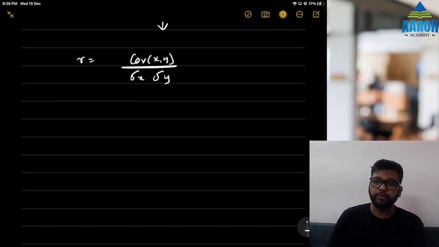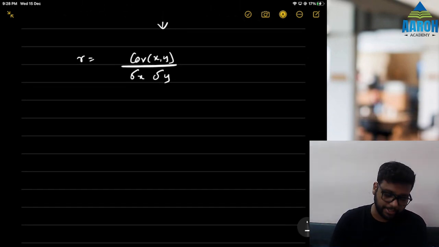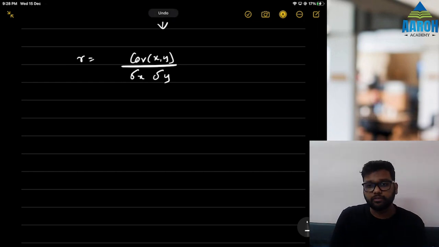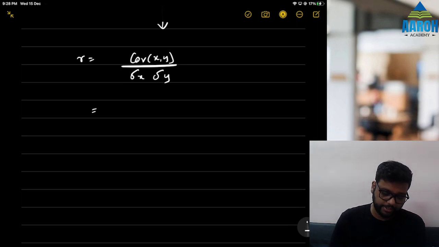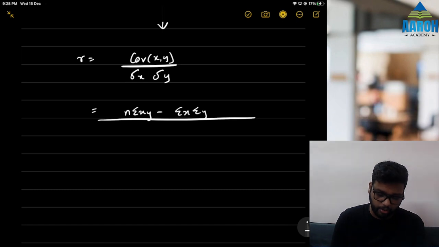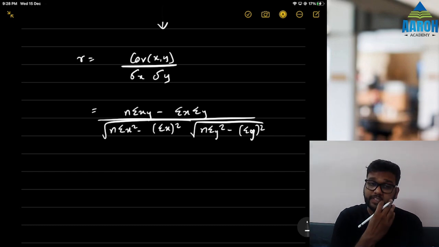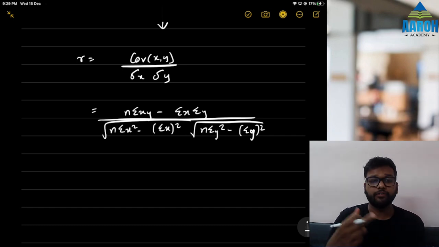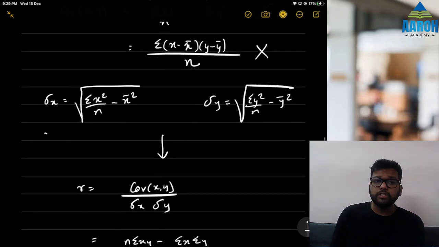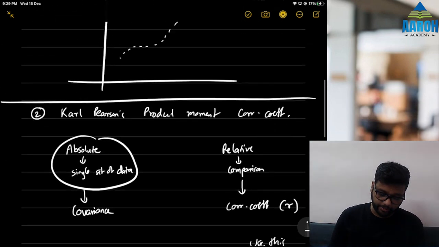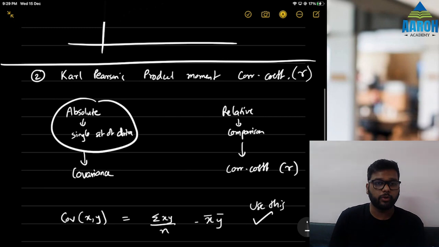Again, from the exam point of view, there is very little chance that they will ask you to calculate this because it needs a lot of calculation. But if it is asked, don't use this formula, use the other formula, which is n summation xy minus summation x summation y, upon square root of n summation x square minus (summation x) square, into square root of n summation y square minus (summation y) square, because this is easier to use on a calculator than the first formula. Fine. So these are the four important formulas while calculating R, or Karl Pearson's product moment correlation coefficient.